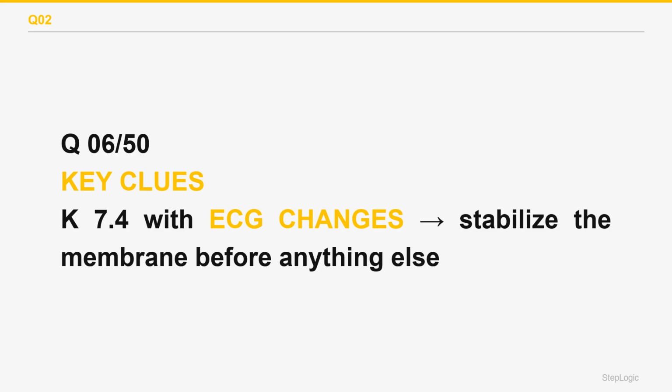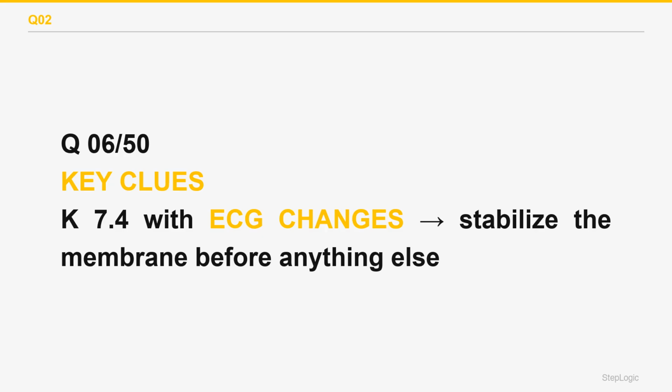Hyperkalemia kills by depolarizing the resting membrane. Sitting closer to threshold, voltage-gated sodium channels inactivate, conduction fails, and the QRS widens toward a sine wave and asystole. Calcium does not lower potassium at all. It raises the threshold potential, restoring the gap between resting and threshold and stabilizing the myocardium within minutes. That is why it goes first whenever the ECG is abnormal.